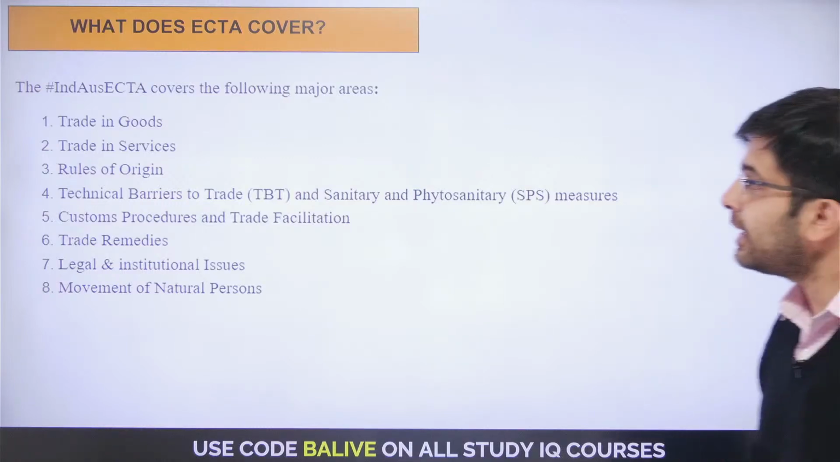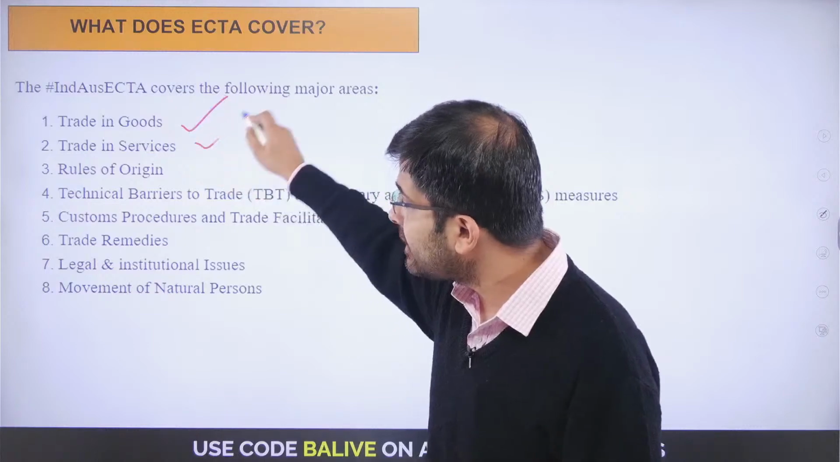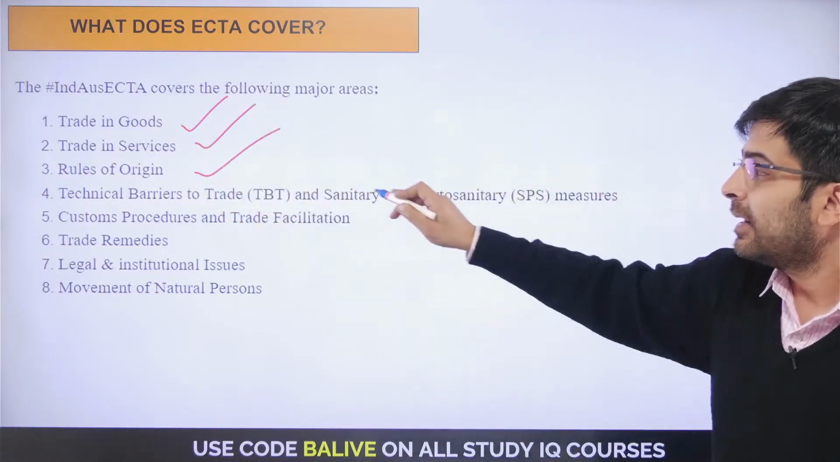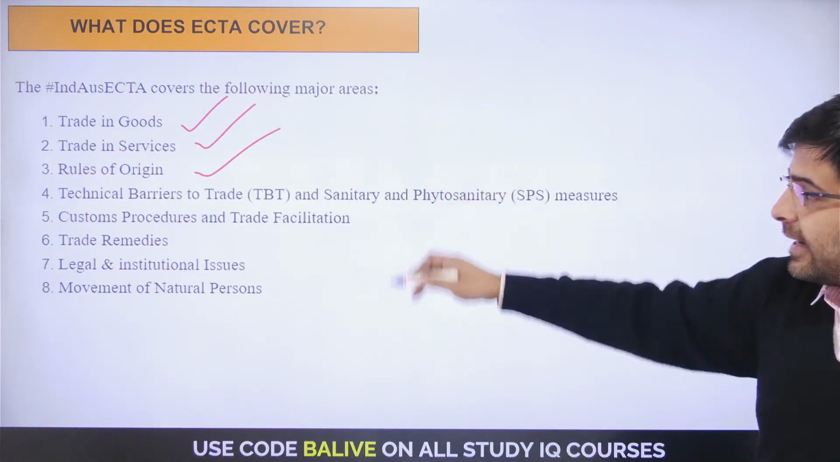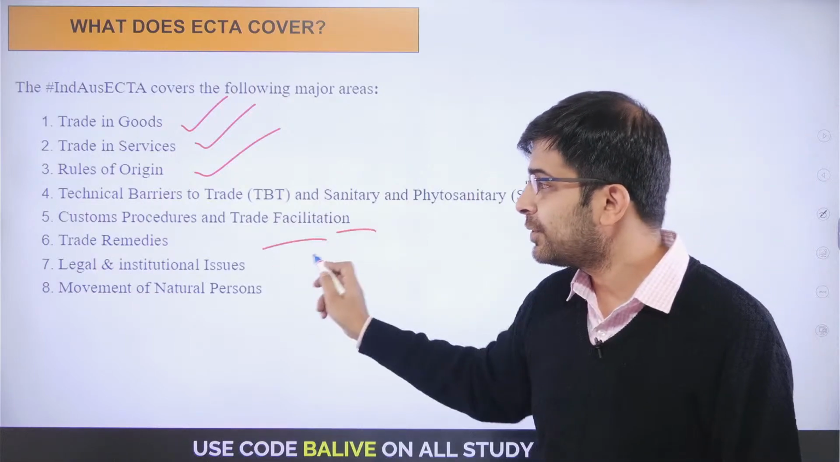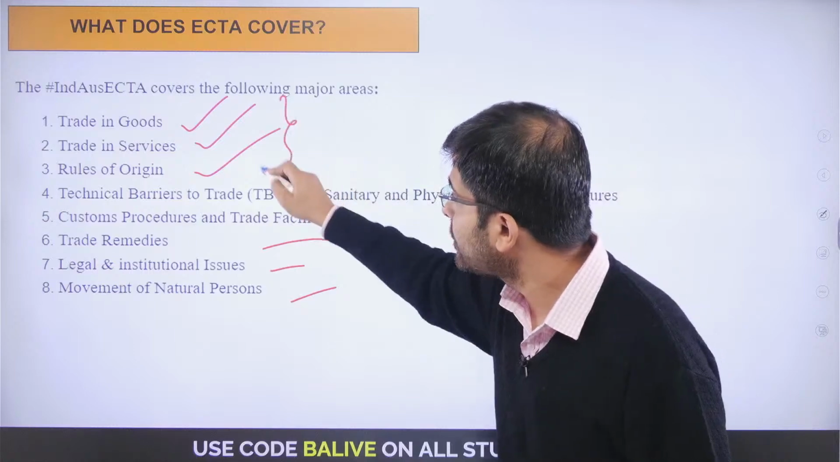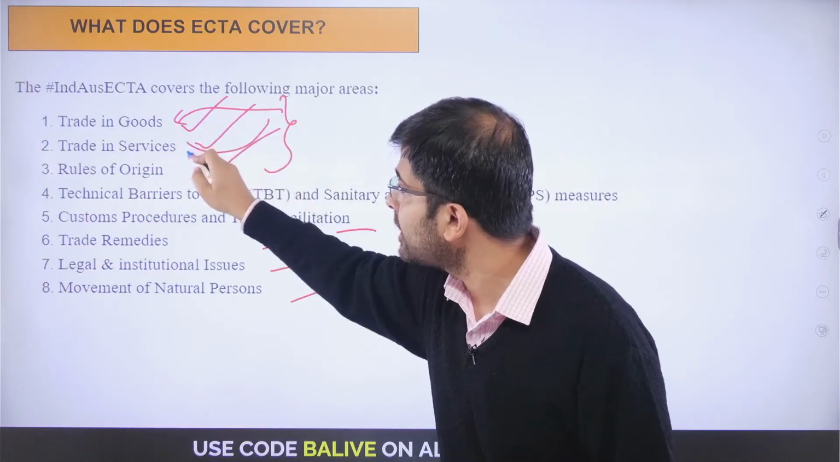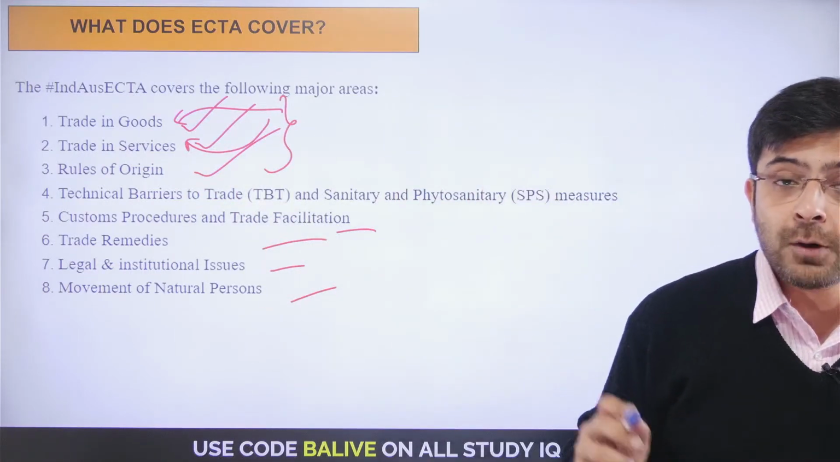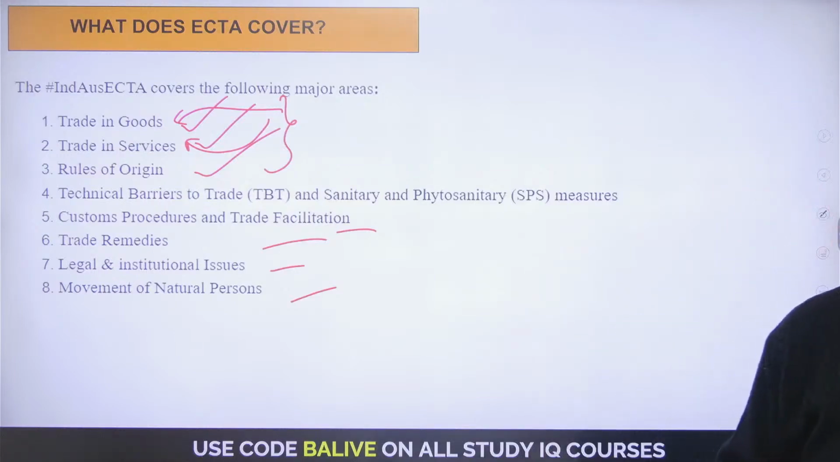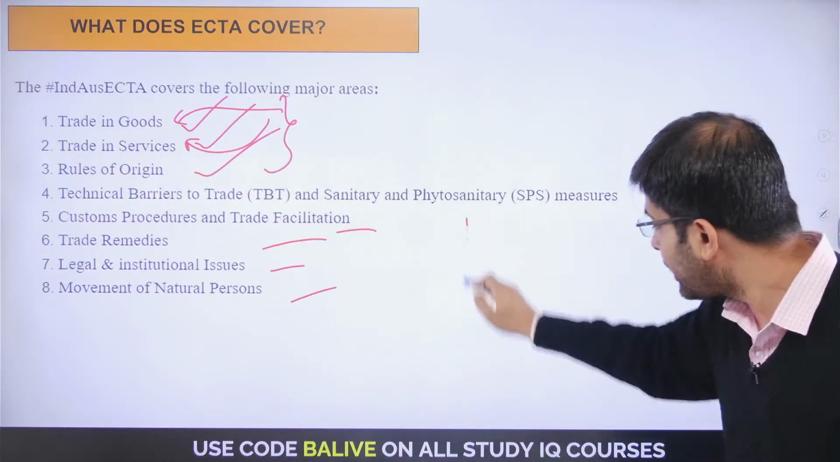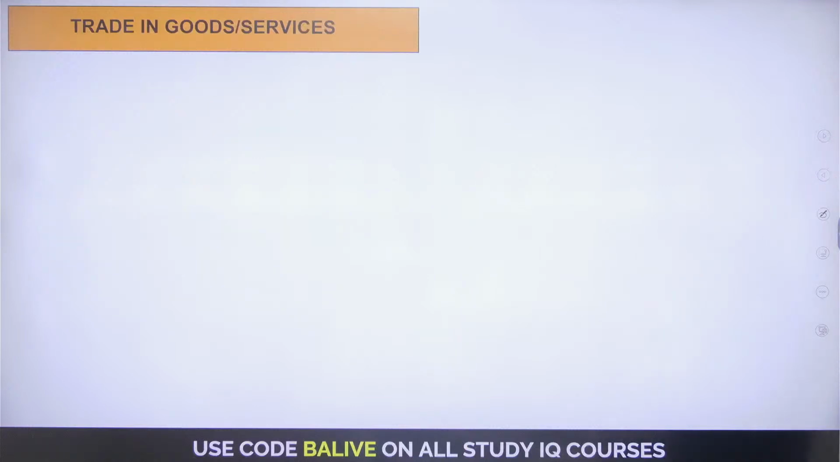It is looking at trade in goods, trade in services, rules of origin, technical barriers to trade, customs procedures, institutional issues, movement of natural persons. These two are very key for us to understand: the trade of goods and the trade of services. How is that being managed? Okay, so let's go ahead and understand your trade of goods and services. So what are we looking at?